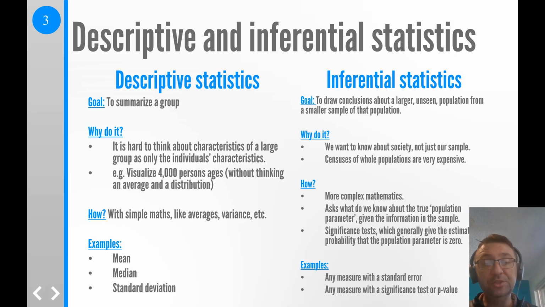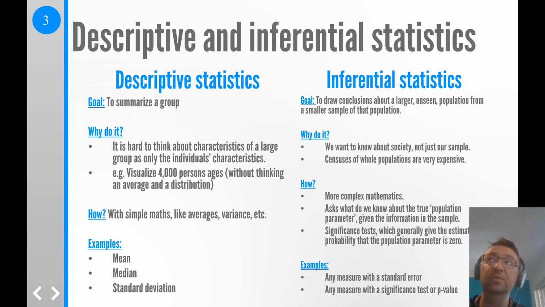However, inferential statistics are quite different. Descriptive statistics describe a group that you have got and can measure. Inferential, coming from the word infer, which is to know something about something that you can't directly observe. For inferential statistics, our goal is to draw a conclusion about a larger, unseen population based on a smaller sample of that population.